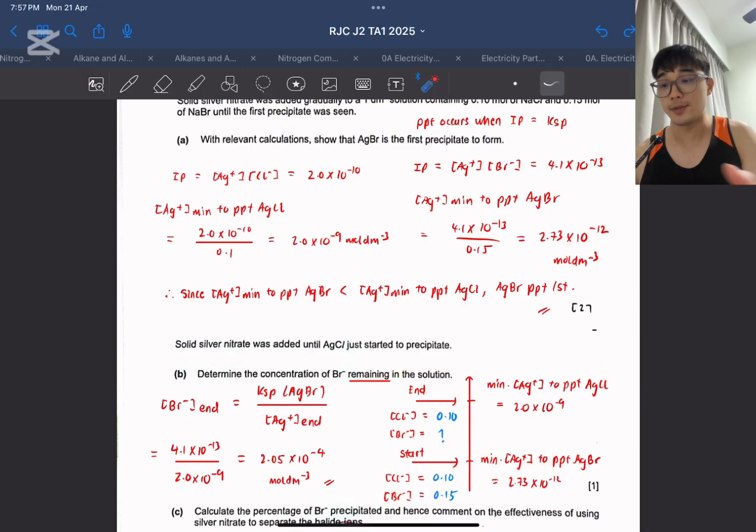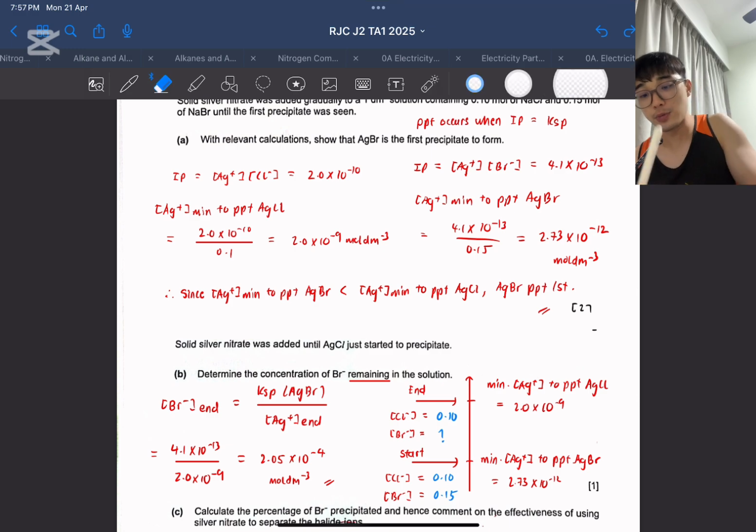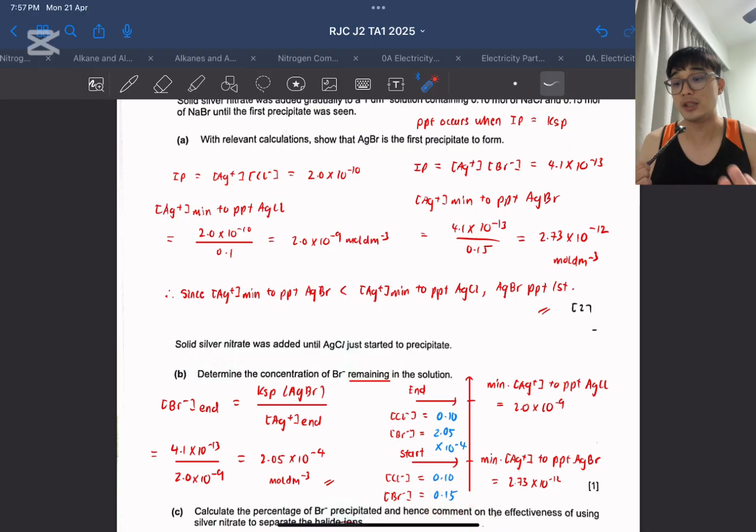So go and find the KSP of AgBr, because that is the only one with Br- in our expression. To find Br-, take the KSP divided by our Ag+ at the end. So go to your end, your Ag+ is this value, put this inside, you can get this as our concentration. So we can complete our diagram here. Concentration of Br- left in the solution is 2.05 times 10 to the power minus 4, which is a lot smaller than what we started with. So we can roughly see that the precipitation was rather efficient, rather effective.